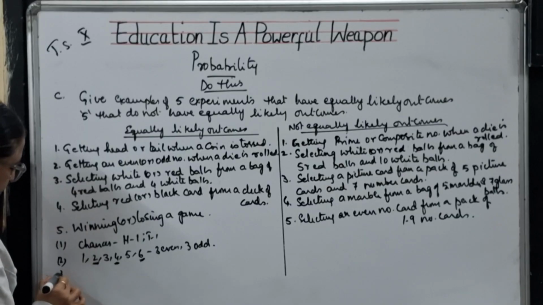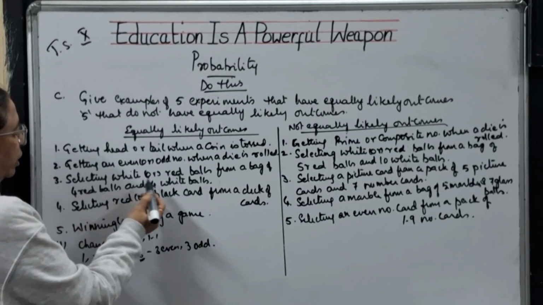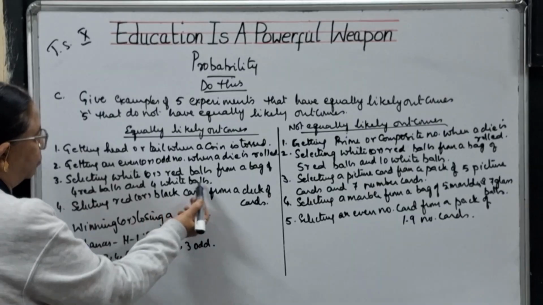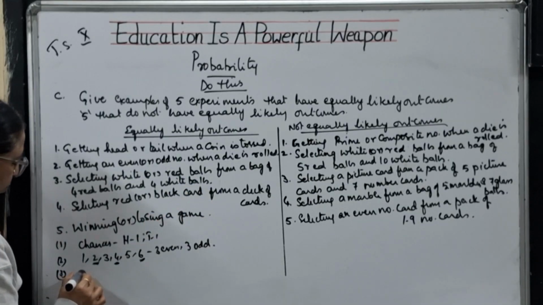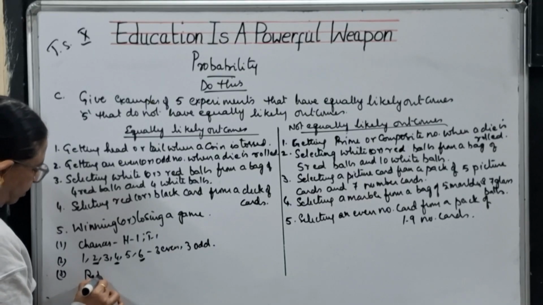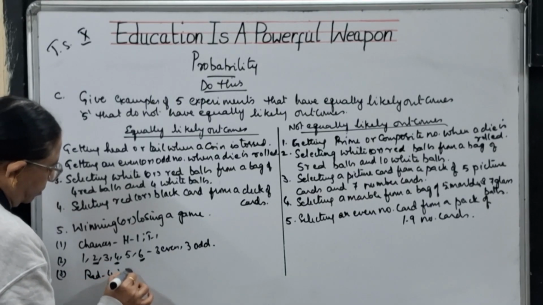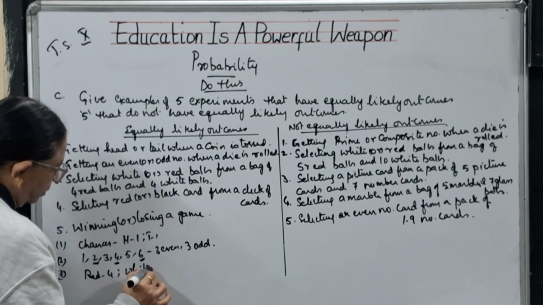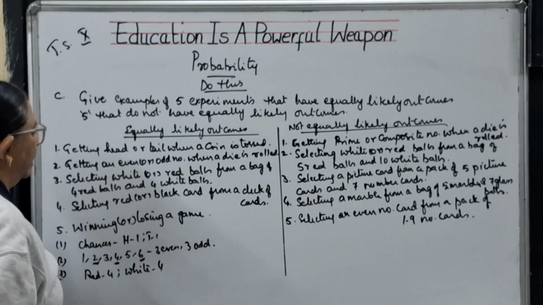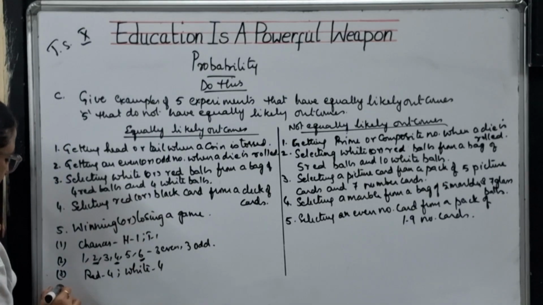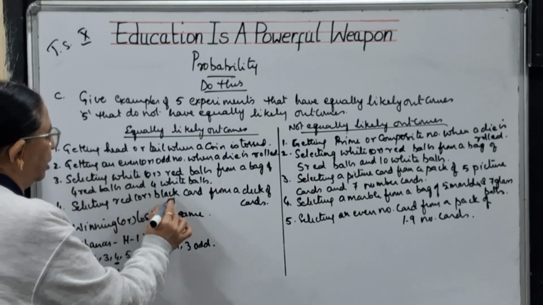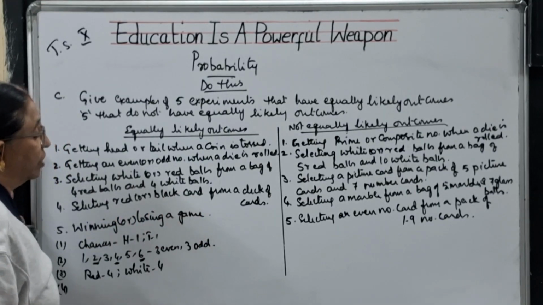And the third one, selecting white or red balls from a bag of 4 red balls and 4 white balls. So the number of red balls and white balls: red balls are 4, white balls are also 4. Since their number is equal, they are equally likely outcomes. And the fourth one, selecting a red or black card from a deck of cards.